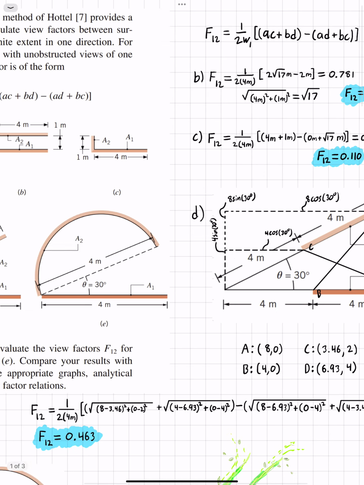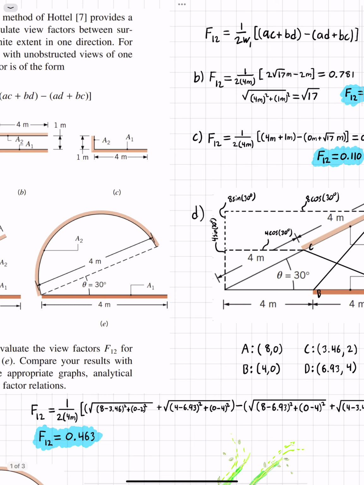Next, for part C, we're looking at this kind of right angle. For this, it is a little bit weird to define your corners, but again, A and B are going to be the exact same position, and basically just imagine that this was a parallel plate that was rotated 90 degrees, so your C is overlapping with B, and your D is sticking straight up there.